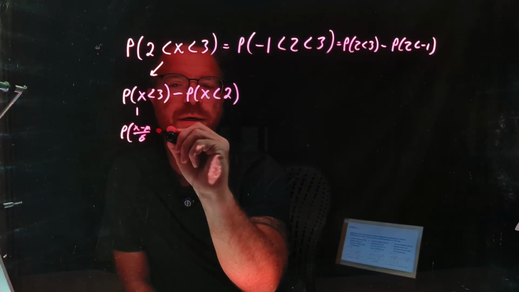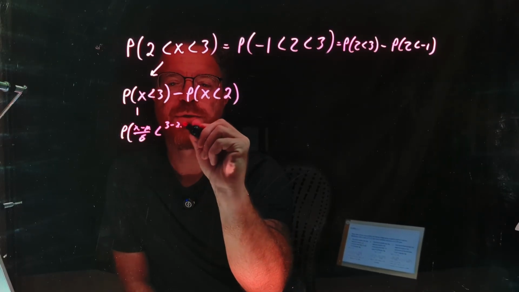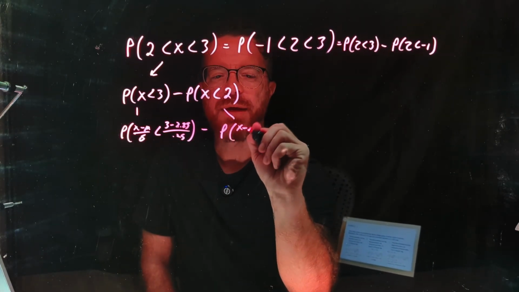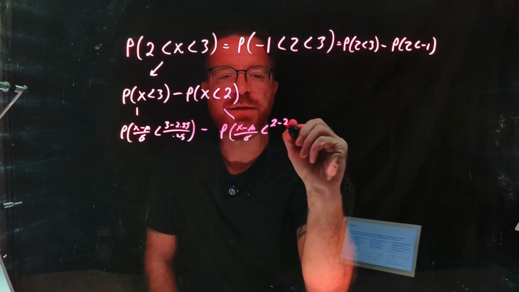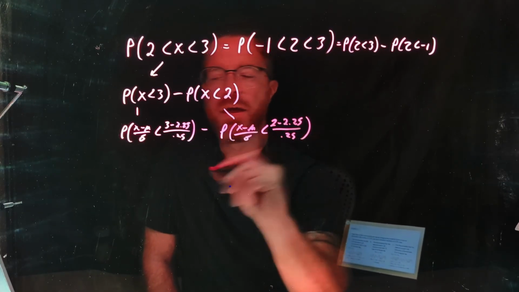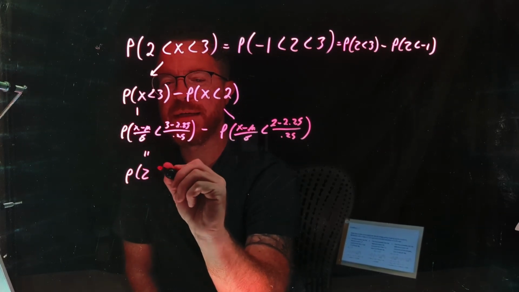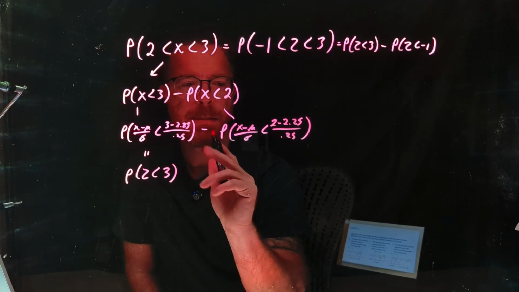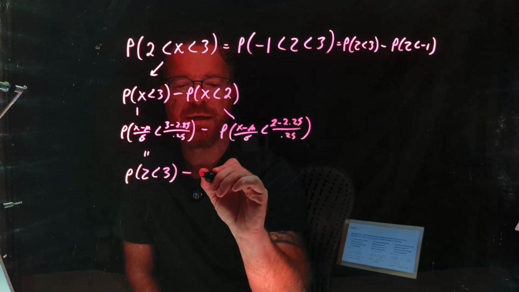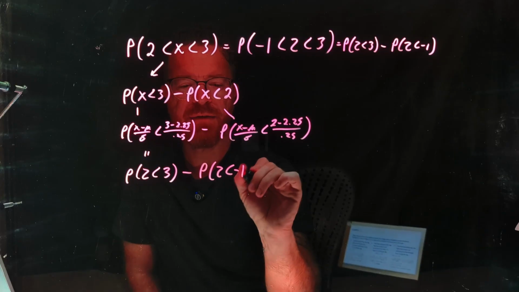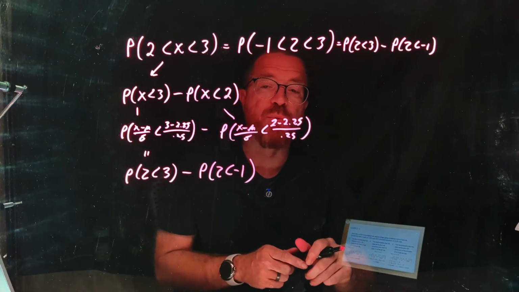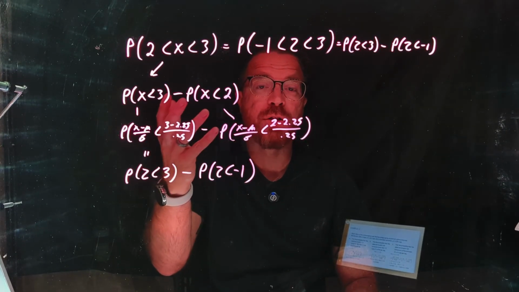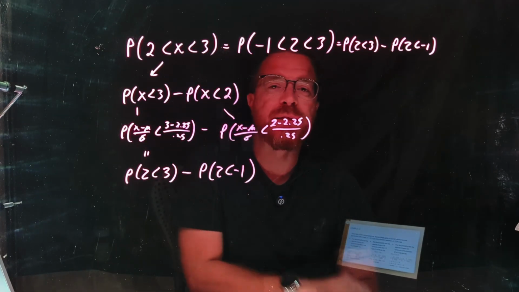x minus mu over sigma is less than 3 minus 2.25 divided by 0.25. This part would be probability x minus mu over sigma is less than 2 minus 2.25 divided by 0.25, which would give us probability z is less than 3 minus the probability that z is less than negative 1. And you'll see that this is actually equivalent to what we had done when we split it after doing the z transformation. You actually can do the split first, followed by the z transformation.